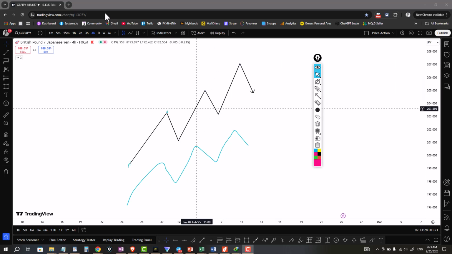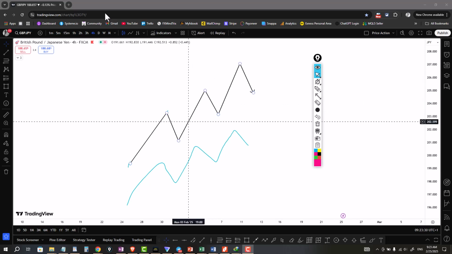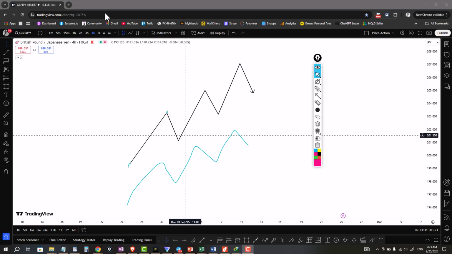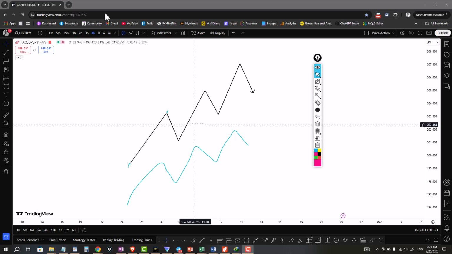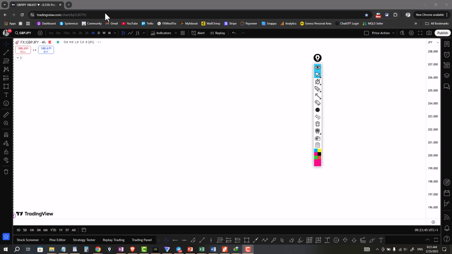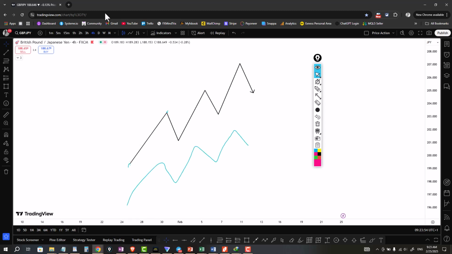But in this second instance, this impulse leg, because we're using an uptrend as an example, and this move is a move which advances the uptrend. So it's an impulse move, while the move which moves in the opposite direction of the trend is called a corrective move.